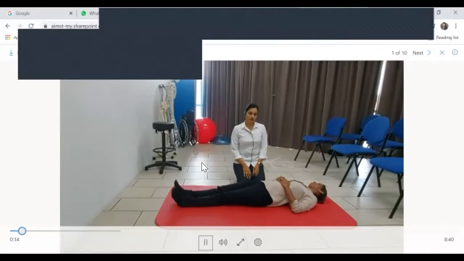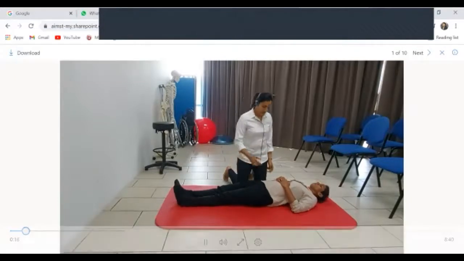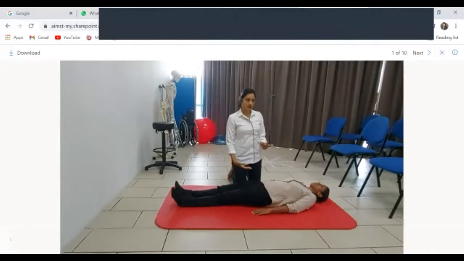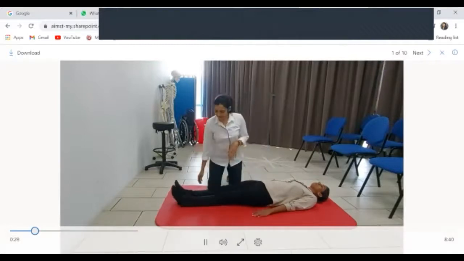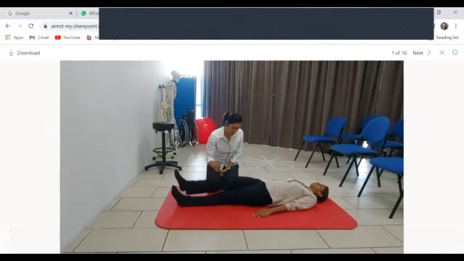So let's do log rolling. Let's take a scenario. We have a patient with left side weakness, right side strong. So in a stroke patient, left is weak and right is strong. To do rolling, in the log rolling, we have to ask the patient to keep the strong leg on the weak leg. Can you please do that?